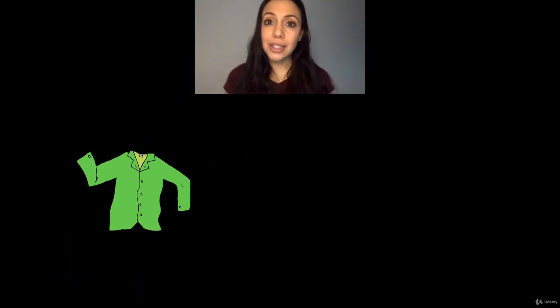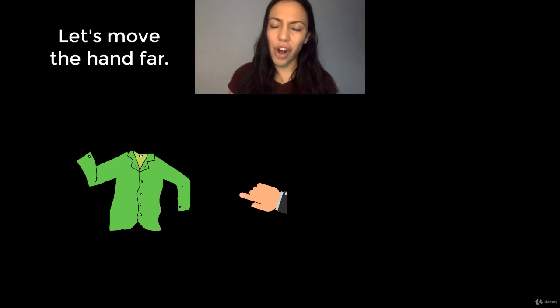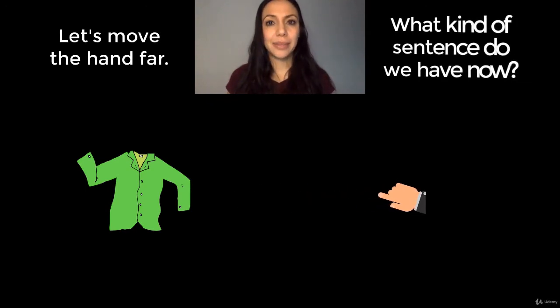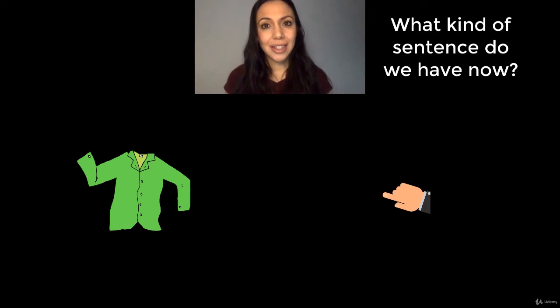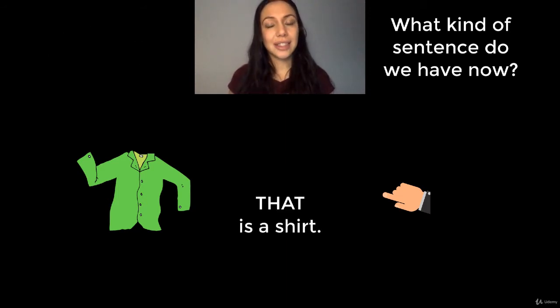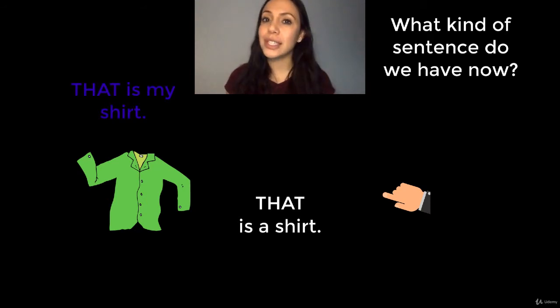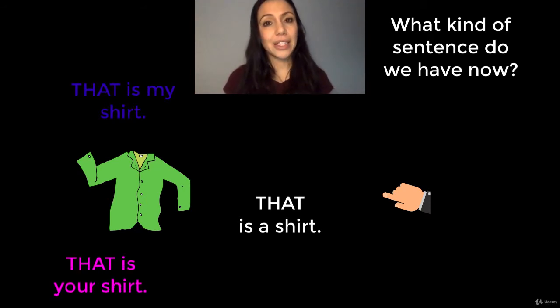A shirt. Let's move the hand far. Okay, so what kind of sentence do we have now? That is a shirt. That is my shirt. That is your shirt.